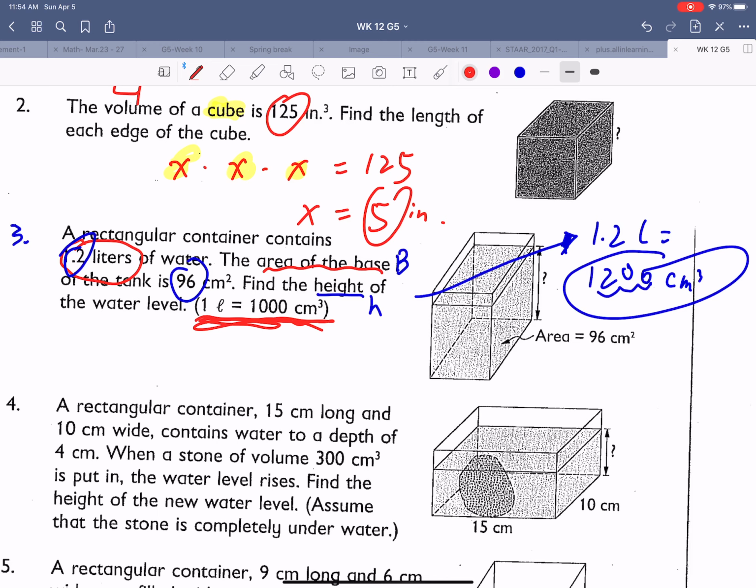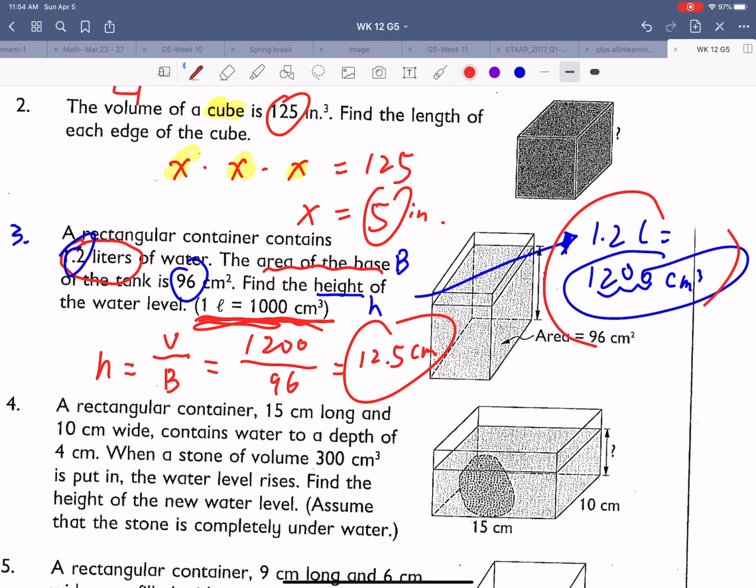So question is asking about height. So input the numbers in the formula. Height equals volume divided by base area. So the volume we figure out is right here. This is 1,200 divided by the base area, which is 96. You just calculate this by yourself. You may pause the video and calculate this by yourself right now. Yes, your answer is going to be 12.5 centimeters.